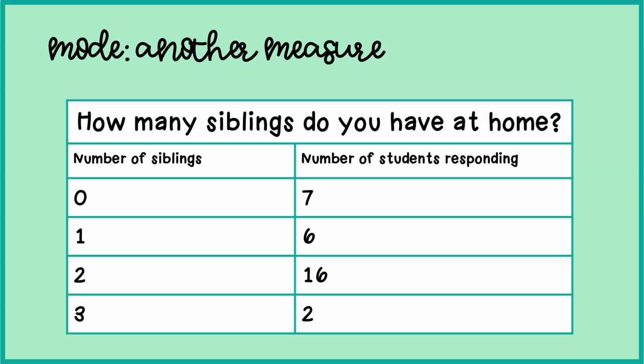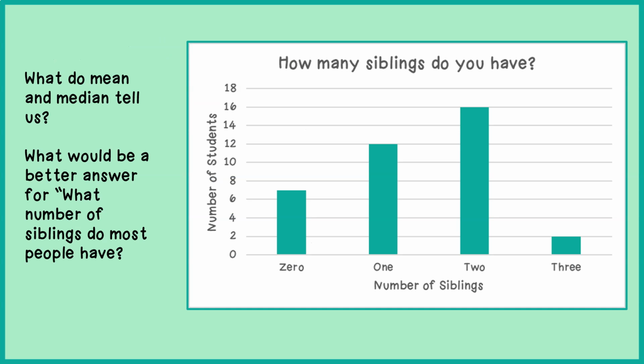I have a survey here. How many siblings do you have at home? And we have some different options, 0, 1, 2, 3. And then I have the number of students responding. So here, with how many siblings do you have, the mean and median values could be fractional parts. If I'm taking the mean number of siblings, I could get a fractional part, such as 2.1. Same thing with the median. I can get a fractional value for that because that's the way median is calculated.